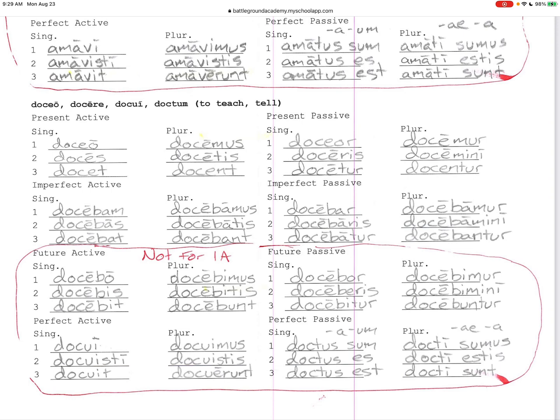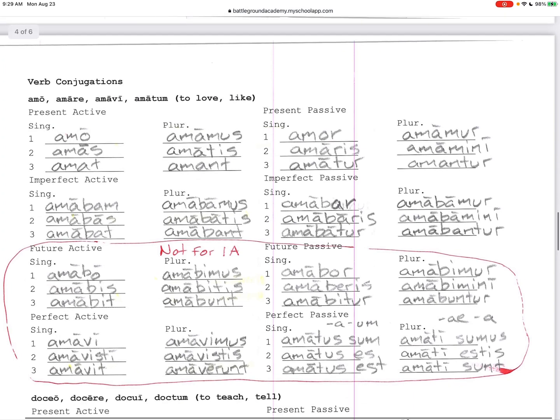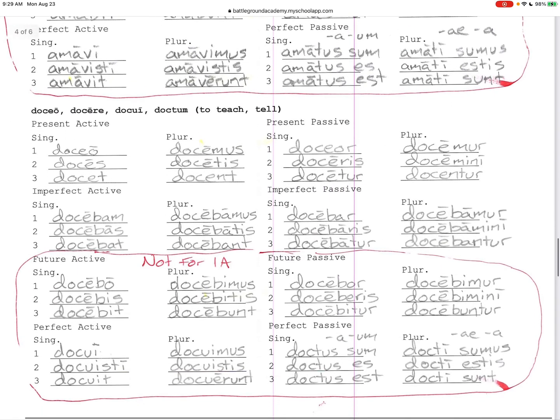So you can see that amavi is made from the third principal part. I think I mentioned earlier, amavi means I have loved. It is the perfect active first person singular I form. Amavi, I have loved. And so again, see that it's coming from the third part, and then we have the i, isti, it, imus, istis, erunt endings.